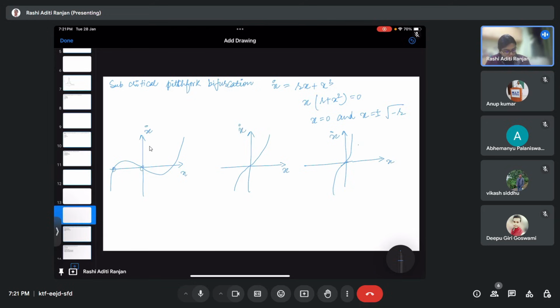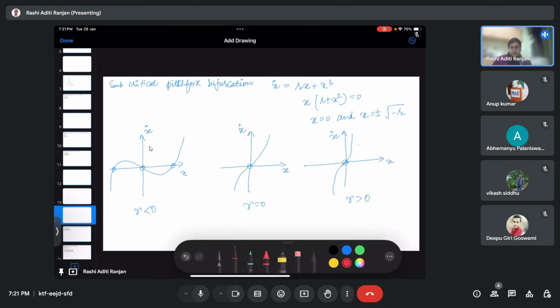Here we have three fixed points. Here we have one fixed point. Here we have one fixed point. This is for r less than 0, r equal to 0, r greater than 0. I hope this is clear. We have already done this exercise for the previous case.